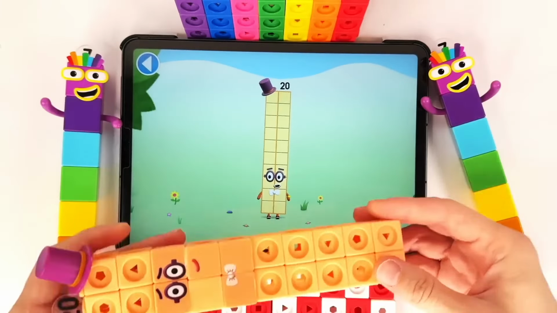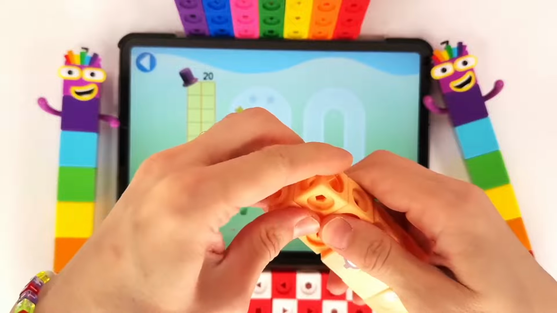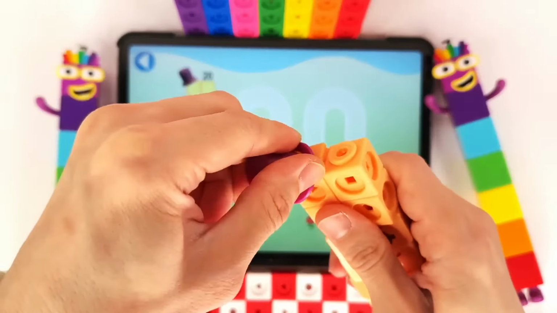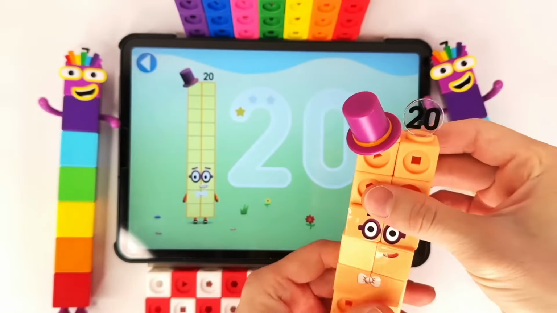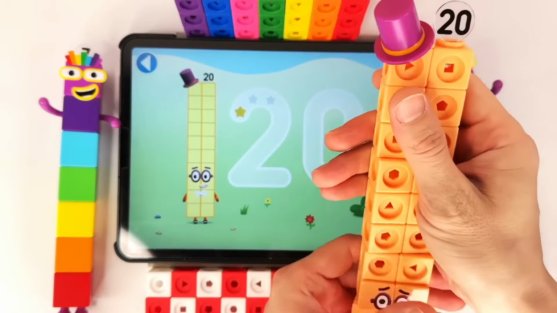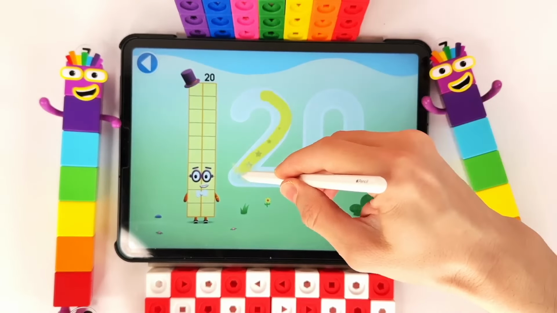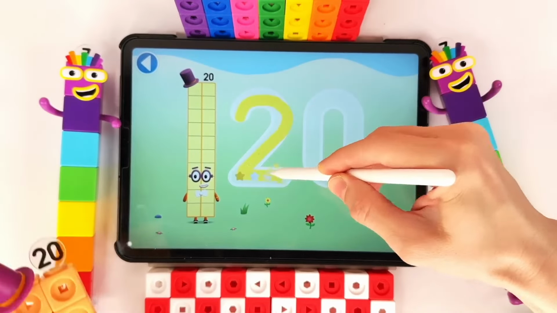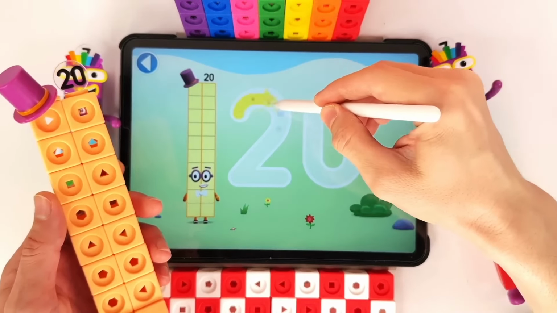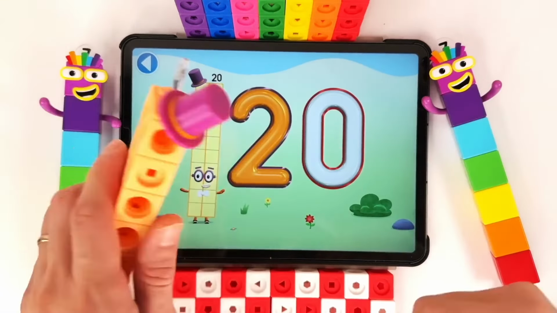Are you ready for the big number block dance? Use your finger to trace the number, like this and like this. And like this. Now this is number block 20. Try to keep your finger on the screen. Nice. Brilliant job.